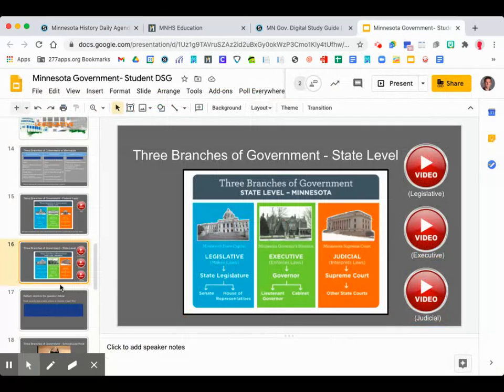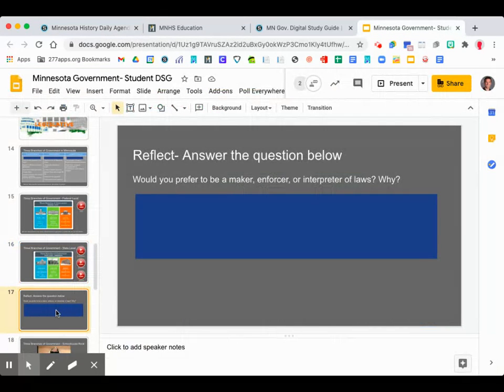All right, we got one more slide. We'll stop after answering this question. Would you prefer to be a maker, enforcer, or interpreter of laws, and why? Make sure you explain both parts in the answer on page 17.